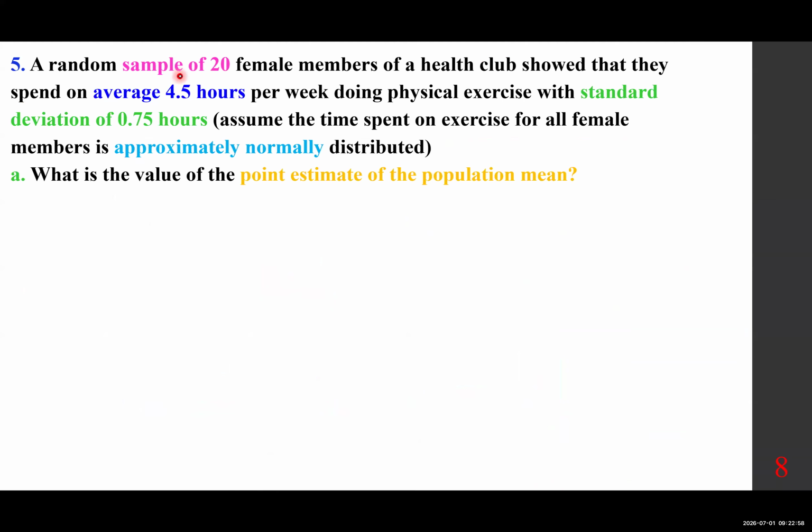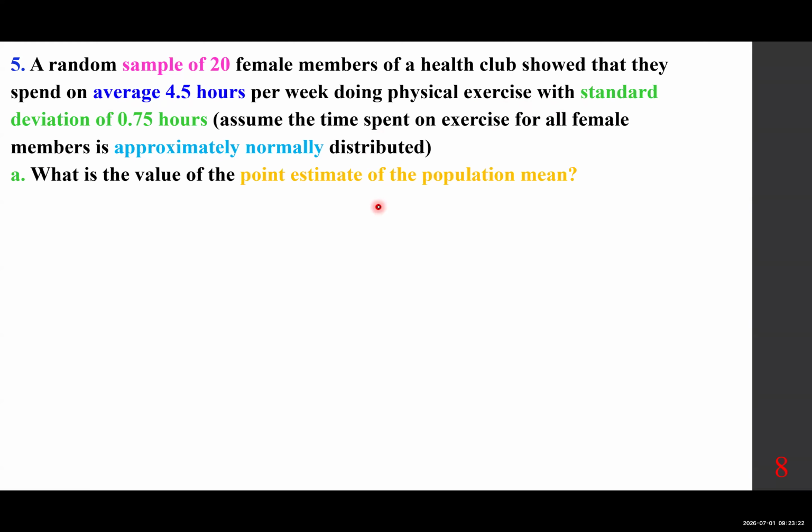A random sample of 20 female members of a health club showed that they spend on average 4.5 hours per week doing physical exercise with standard deviation of 0.75 hours. Assume the time spent on exercise for all female members is approximately normally distributed. What is the value of point estimate of the population mean?